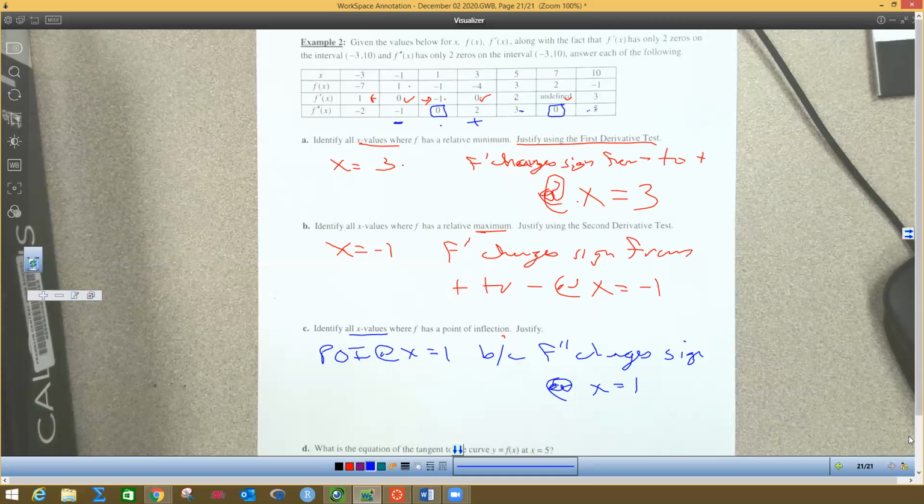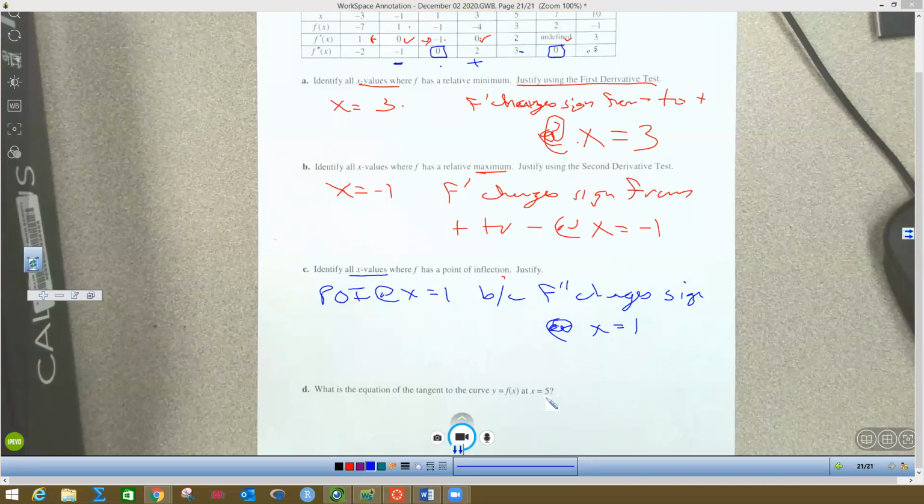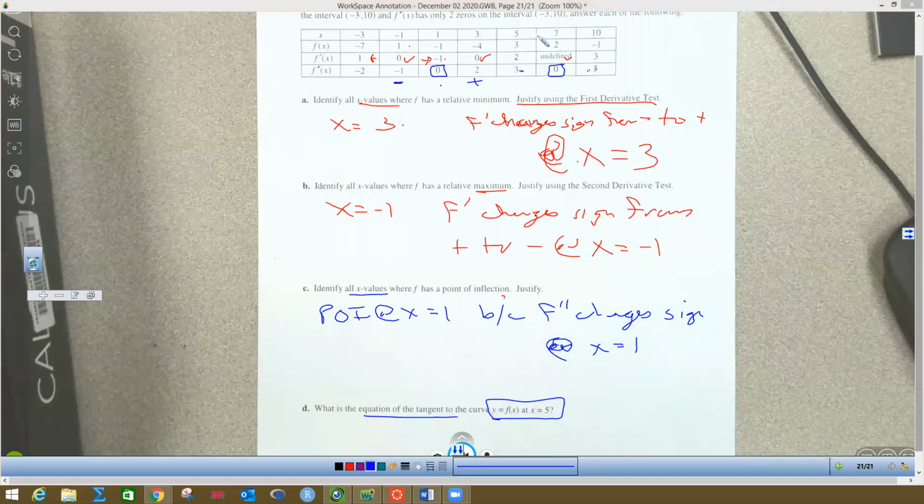And we got one more problem and I'm done. What is the equation of the tangent line for the curve here at x equals 5? So tangent line, I need a point and I need a slope. Well, at x equals 5, I got to go find a y value that goes with 5. So here's the x value of 5, there's the y value. So my point is (5, 3).